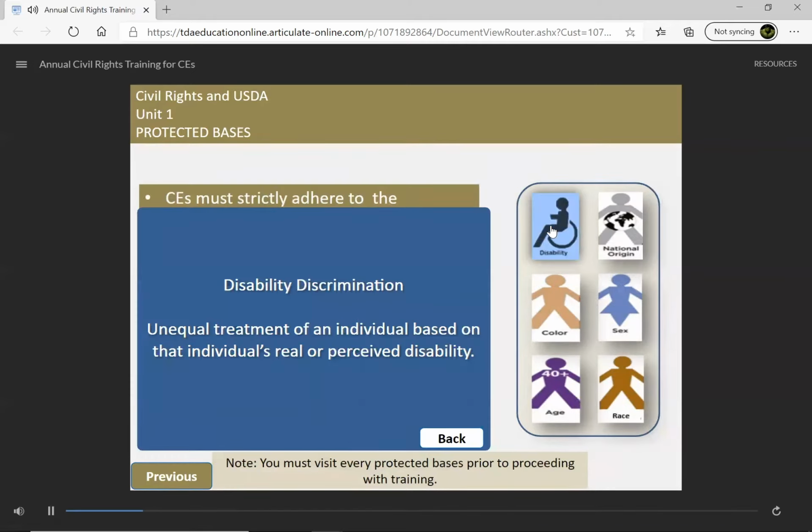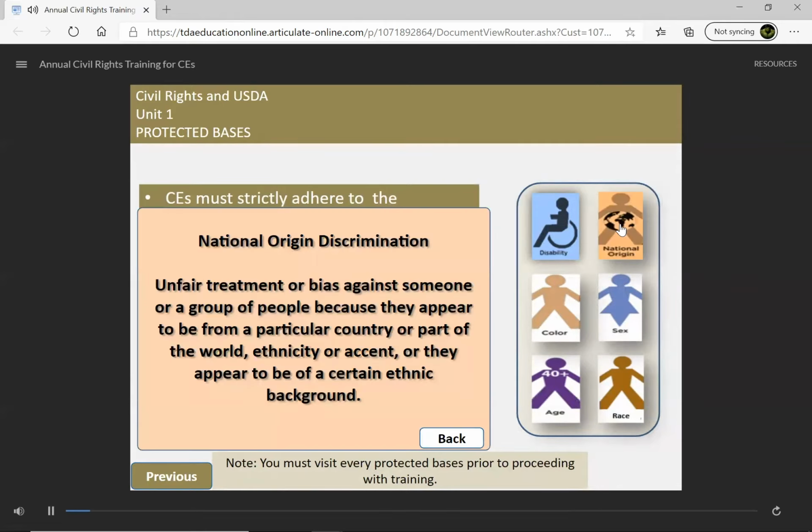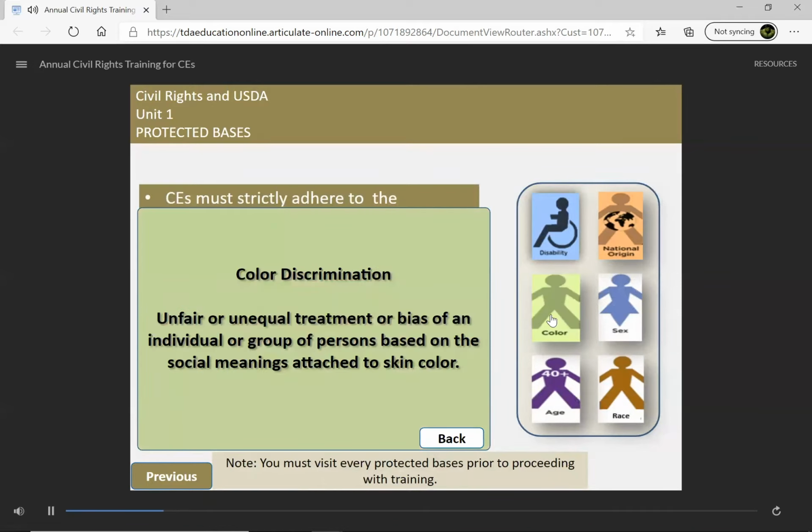Disability. Disability discrimination is the unequal treatment of an individual based on that individual's real or perceived disability. National origin. National origin discrimination is the unfair treatment or bias against someone or a group of people because they appear to be from a particular country or part of the world, ethnicity or accent, or they appear to be of a certain ethnic background. Color. Color discrimination is the unfair or unequal treatment or bias of an individual or group of persons based on the social meanings attached to skin color.